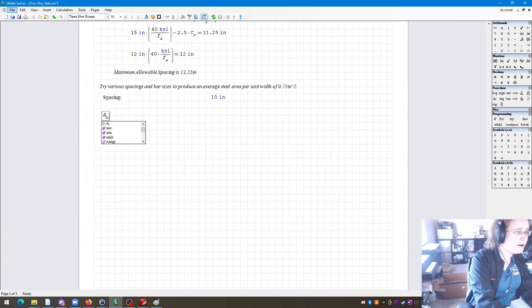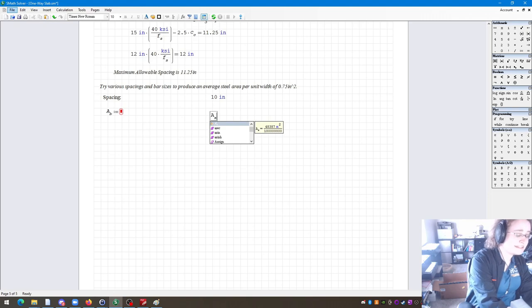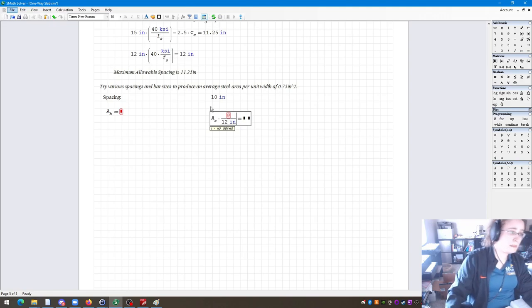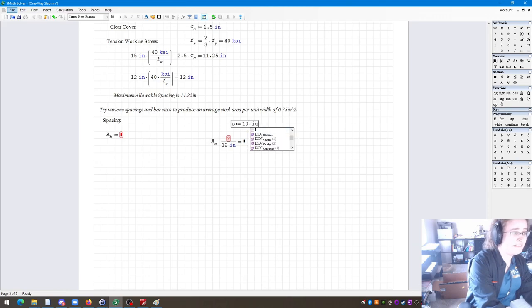So the area of the bar that we need with a spacing of 10 inches is going to be equal to AS times the spacing divided by our nominal, or our unit beam width of 12 inches. I should give that a label of S. S equals 10 inches.